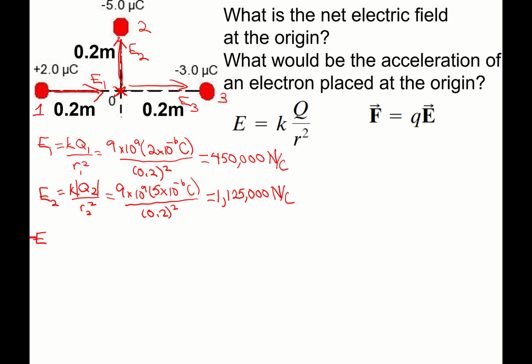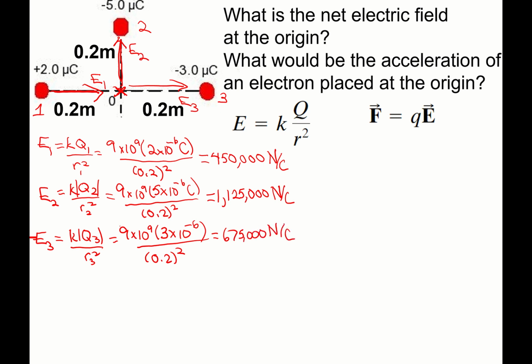And finally, E3 is K, and again, absolute value, Q3 over R3 squared, 9 times 10 to the 9, 3 times 10 to the minus 6, over 0.2 squared, and I get 675,000 newtons per coulomb. Okay, so to get the net field, now the next thing we do is we put the components of these. So if I think about this, E1 is in the plus x direction.